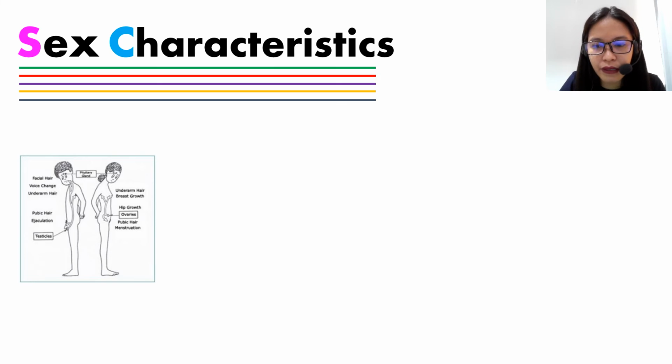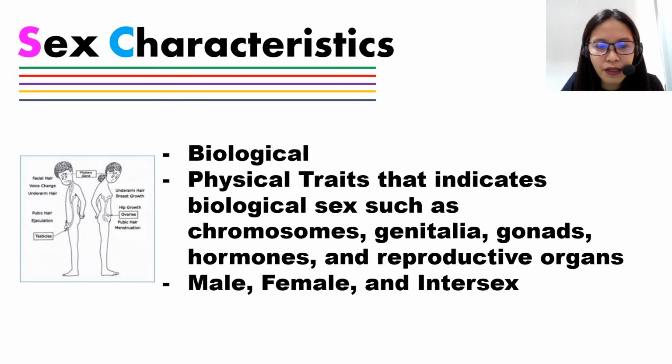Okay, and so we are done already discussing sexual orientation, gender identity, as well as your gender expression. Now we will be talking about your sex characteristics. So what is a sex characteristic? Earlier, we told you that sex is not equivalent to gender because sex characteristics are biological by nature, and they are physical traits that indicate biological sex, such as your chromosomes, genitalia, gonads, hormones, and reproductive organs. So there could only be three types of characteristics. You could be a male, you could be a female, and you could be an intersex. So these are sex characteristics.